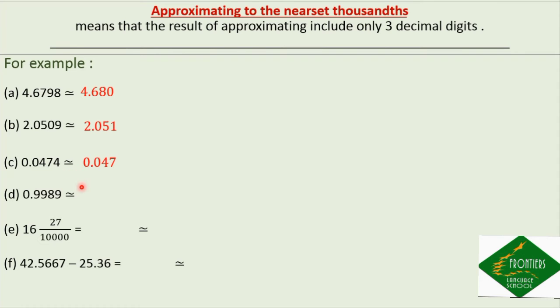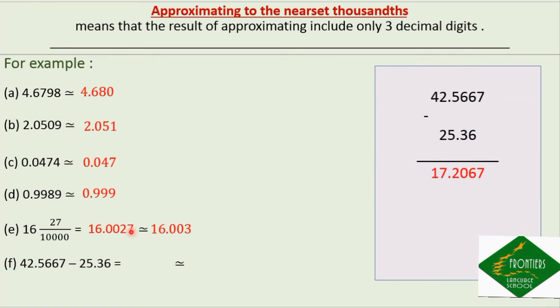Letter D, 0.9989. We want to approximate it to the nearest thousandth. So we underline 9 and circle 8. 9 is rich, so it will give 1 to number 8. So the answer will be 0.999. Here we can't make the approximation when we have a mixed number. So we are going to convert it into a decimal number. Each zero takes a place, so the answer will be 16.0027. After approximation, it will be 16.003 because 7 is rich.